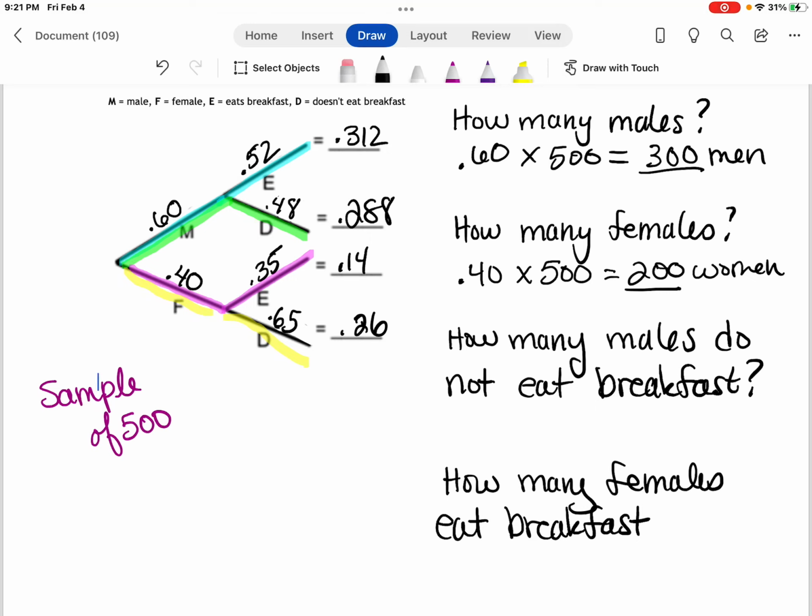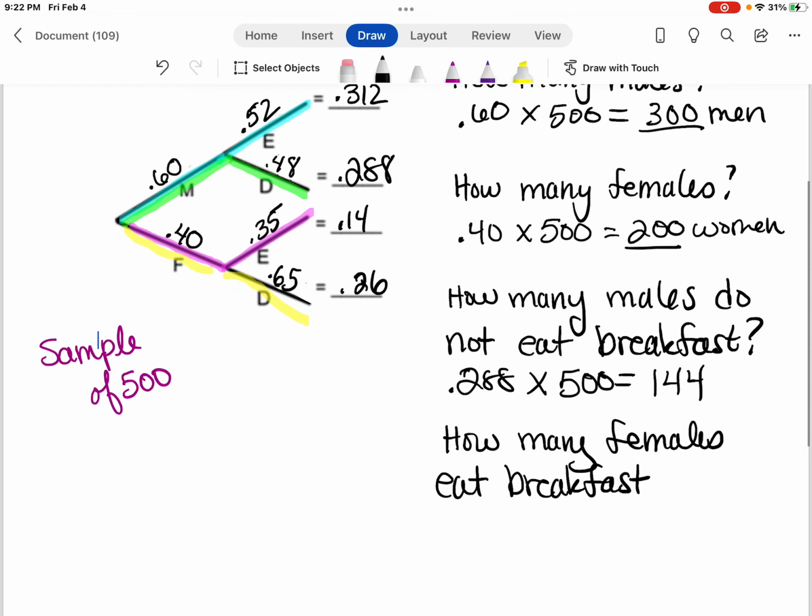Now, the next question says, how many males do not eat breakfast? Well, we found that there is 0.288 probability that we pick a man that doesn't eat breakfast. So I would take 0.288 times 500 in the sample, and that would give me 144. So there's 144 in the sample that are men and do not eat breakfast.